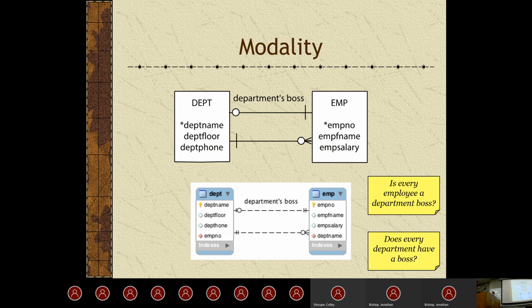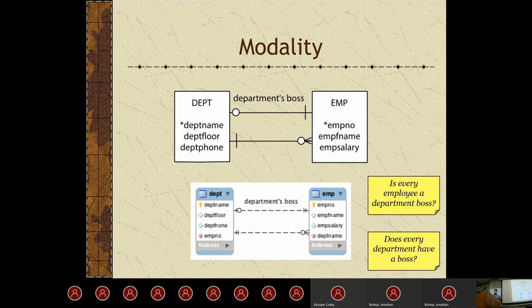Okay. So again, this is going to be one of these recursive relationships where we have a department's boss up here. We're defining what that is. So employee can be the boss of 0 to 1 departments in this case. So we can more clearly see it down here. 0 to 1 departments. Department has one and only one boss.